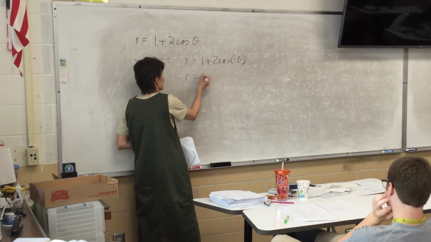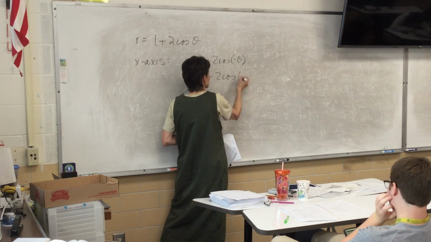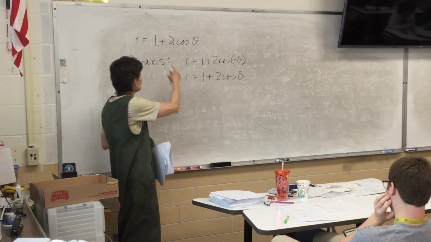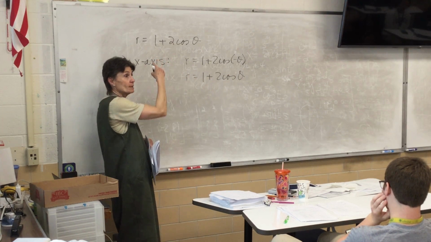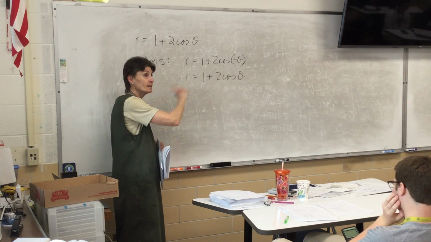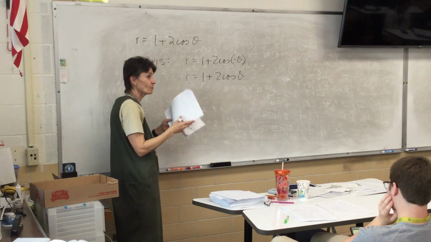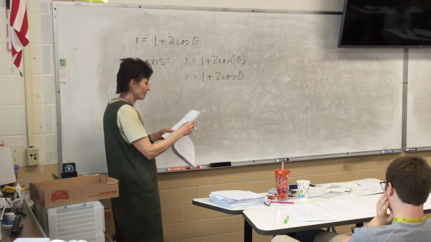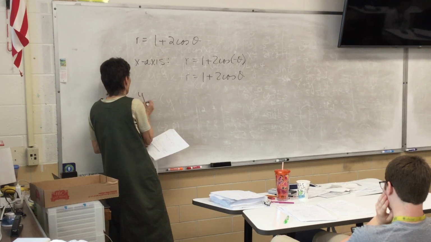So this equation is exactly the same as this one, which is exactly the same as the original. So do we have symmetry about the x-axis? Yes. Done, move on. You don't have to check the other one. You just need one of them to work. So now we're going to y-axis.